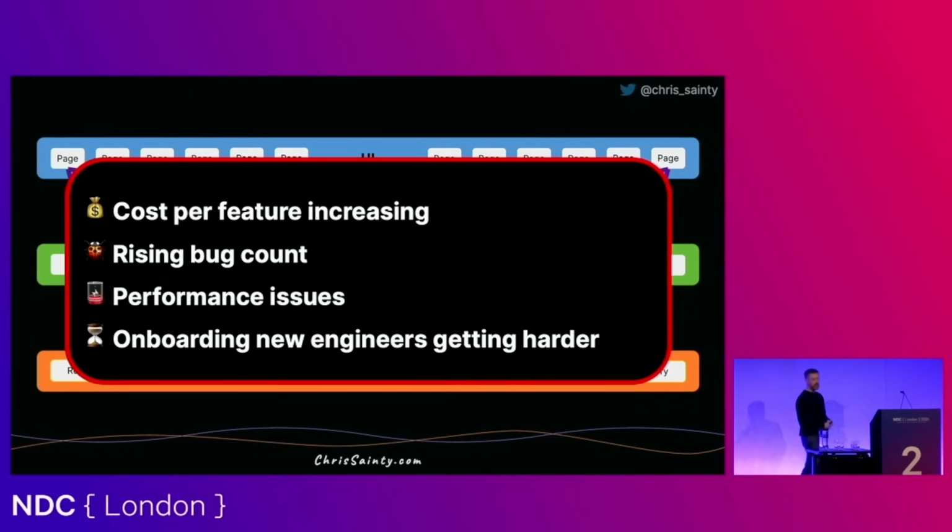We're going to be probably noticing a rising bug count at this point. We all saw that mesh of calls. How do you know the effect of a change you're making? You're going to have to almost have every part of your application in your head at once.